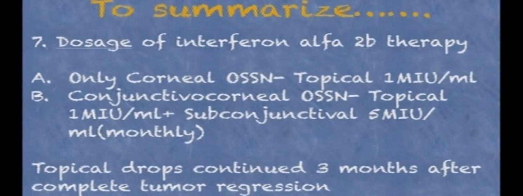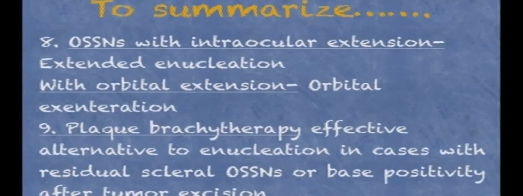Coming to the dosage of interferon alpha 2B: only corneal OSSN, treat with topical interferon alpha 2B 1 million international unit per ml. For a lesion with a conjunctival component, treat with both topical and subconjunctival interferon alpha 2B. Topical drops need to be continued for 3 months after complete tumor regression. OSSN with intraocular extension needs extended enucleation, or if you have facilities, you can also go ahead with plaque brachytherapy. With orbital extension, you need to do an orbital exenteration. Plaque brachytherapy is an effective alternative to enucleation in cases with residual scleral OSSNs or base positivity after tumor excision.